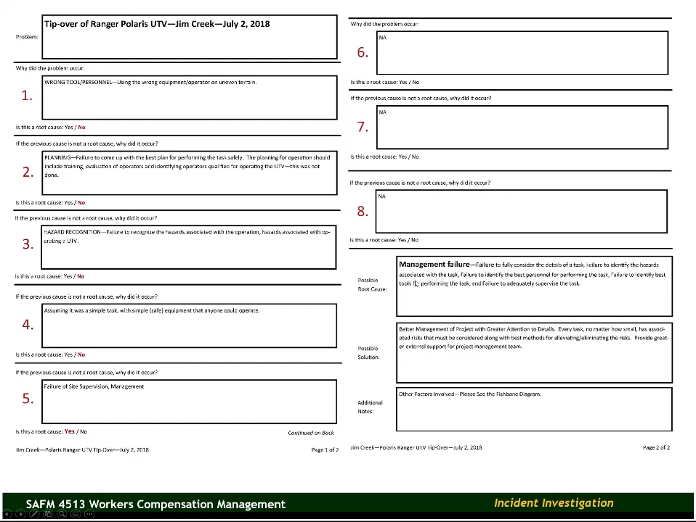And here's more information about possible root causes, possible solutions, and any additional notes. Just another example of five whys using a different kind of form. The process is still the same. You start with a why question and you keep asking why until you get to what you consider to be the root of the problem.